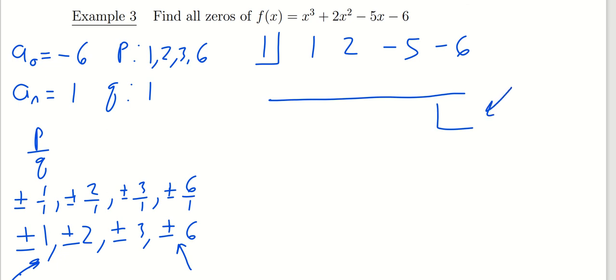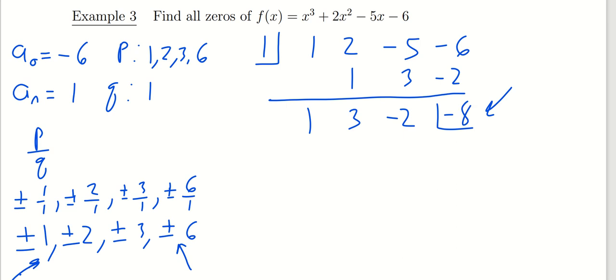Let's find out. Remember, the first number comes straight down to start the synthetic division process. Bottom times box gives us 1. That goes under the next column entry. We add to go down, we get 3. Bottom times box gives us 3. Add to go down, we get negative 2. Bottom times box gives us negative 2. And add to go down, we get negative 8.